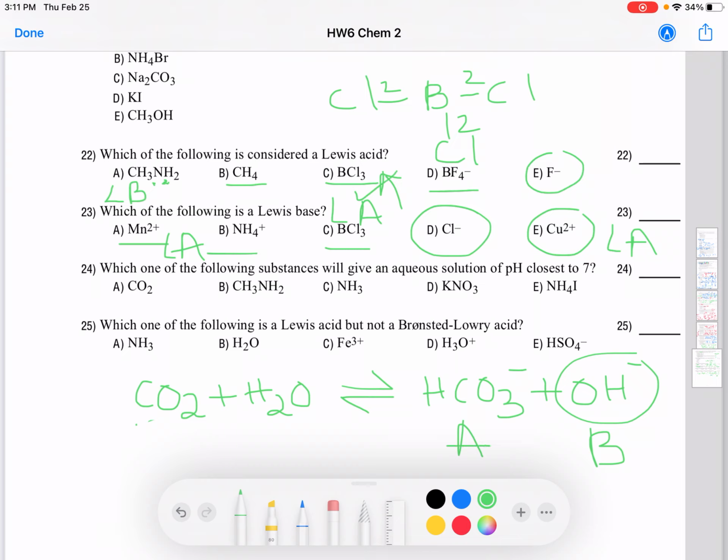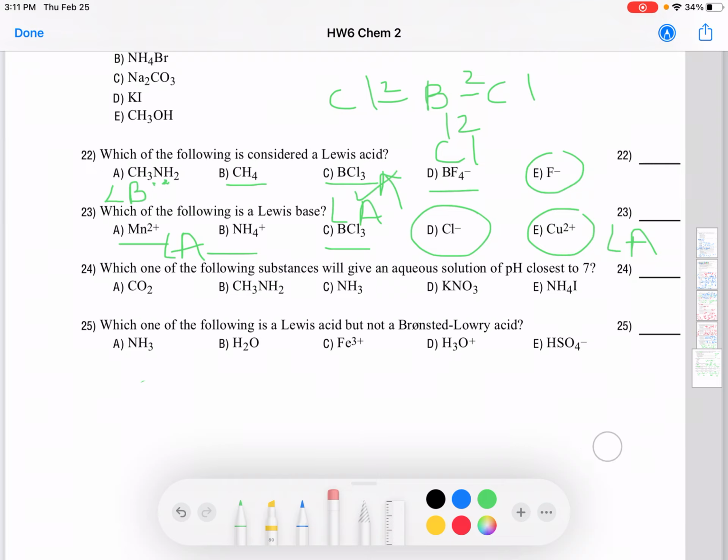Okay, it releases hydroxide ions, so that's going to make a basic solution. So this is going to be your acid and this is your acid. This is going to be your base, carbon dioxide, right? Conjugate base and acid. That would be basic. And then what about the methylamine? Next one, which is an ammonia derivative.